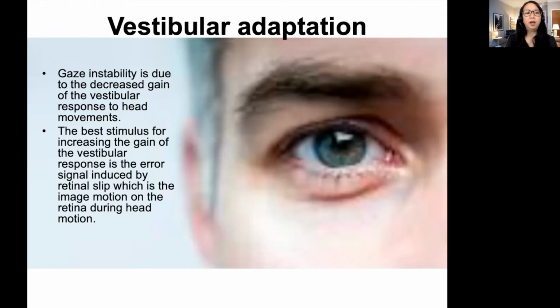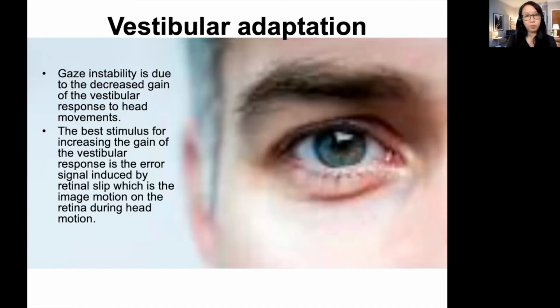So the best stimulus for increasing the gain of the vestibular response is the error signal induced by retinal slip, which is the image motion on the retina during head motion. Let me give you an example. If you are sitting on a bumpy bus or in a car and you're reading your Facebook messages, the image in your head is actually quite stable. You can read it quite clearly because your vestibulo-ocular reflexes are working very well. It can stabilize the image.